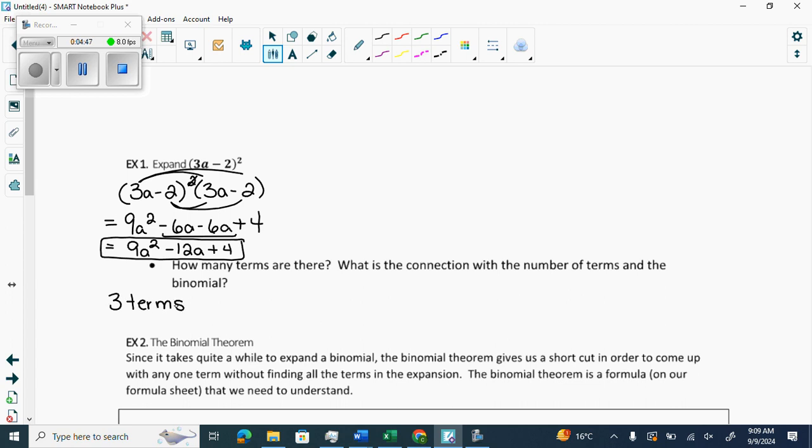What is the connection with the number of terms and the binomial? 3a minus 2 squared.